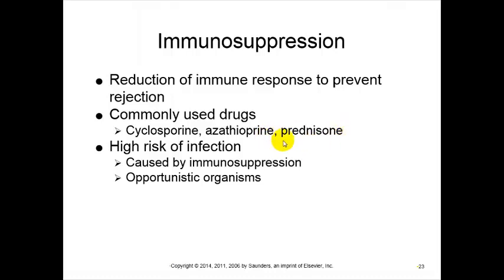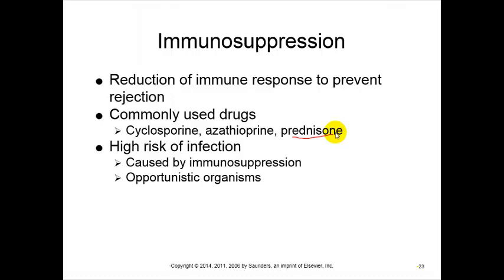Prednisone is a glucocorticosteroid, and steroids typically depress the immune system. And this is fine. Purposely suppressing the immune system allows for that organ not to be rejected, but at the same time, it greatly increases the risk of infection.